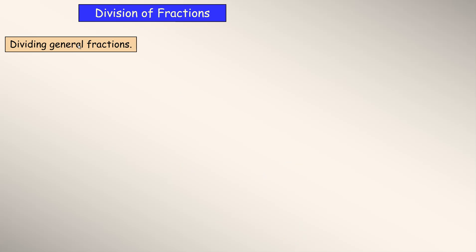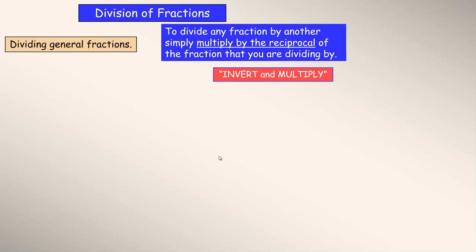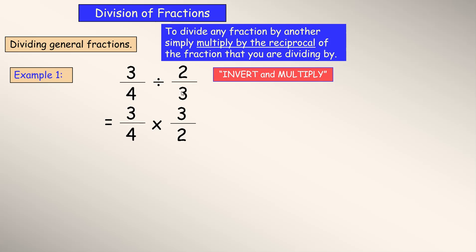So this time we're going to be dividing by general fractions. Again, we multiply by the reciprocal, so it's invert and multiply. If we look at this here, it says 3/4 divided by 2/3. So we keep the 3/4. We always keep what's on the left hand side the same, and then we flip the 2/3. So it's 3 over 4 times, and we flip the second one, 3 over 2. That gives us 9 over 8. 3 times 3 is 9, 4 times 2 is 8. So 9 over 8.